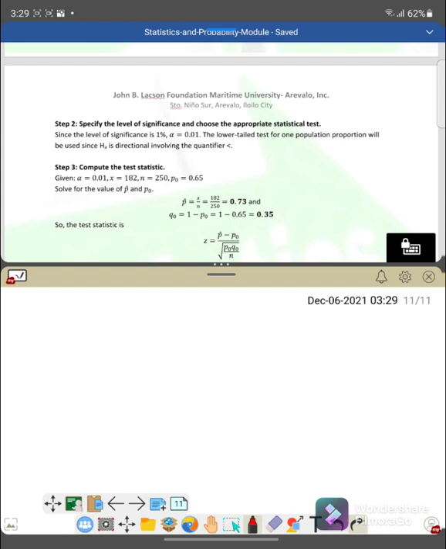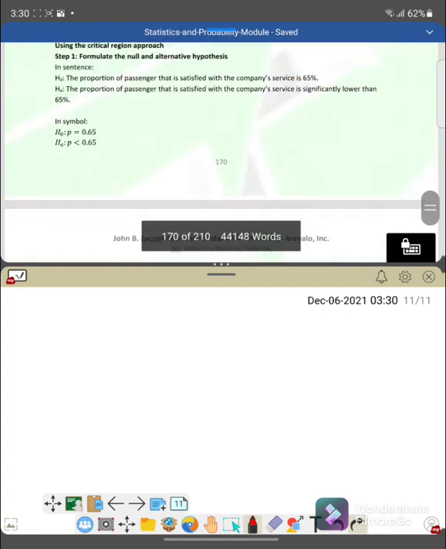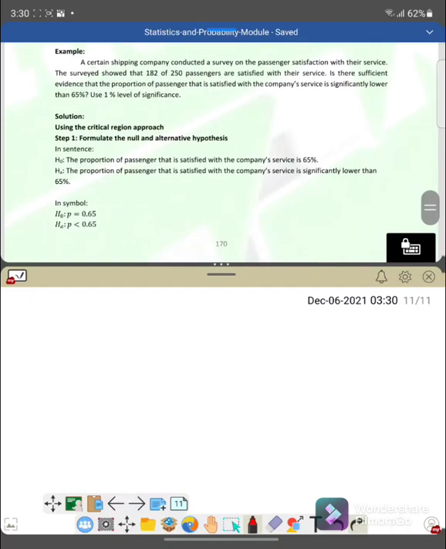For step 3, of course, we are going to compute. Take note, your p hat is given by x over n, and that is 182, those who agree, over 250, which is your sample size. So we have 0.73 for the p hat. And for the q hat, we have 1 minus p, or the initial value of those who agree, and we need to know who disagree. So that's 1 minus 0.65, which is equal to 0.35. Take note, 0.65 is already given by your 65%.